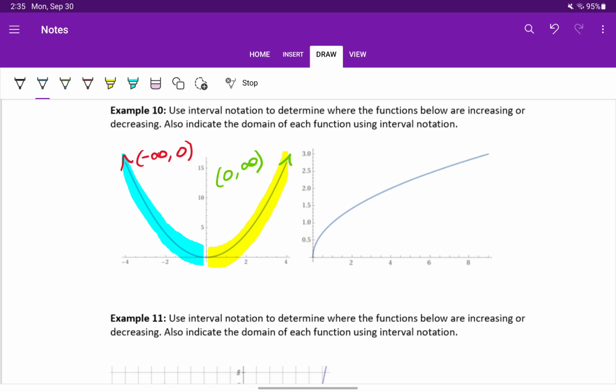We can also describe the domain of this function. In this case, there are no breaks in the graph, so we would say that the domain is negative infinity to infinity.